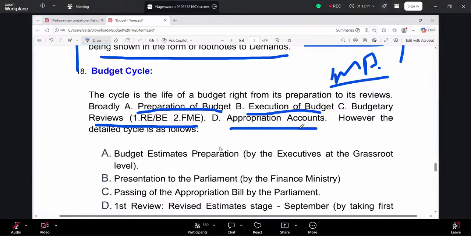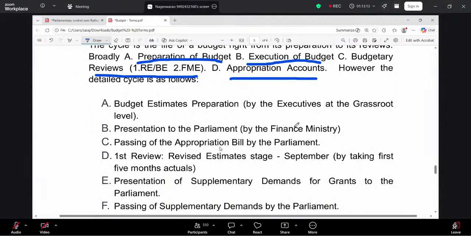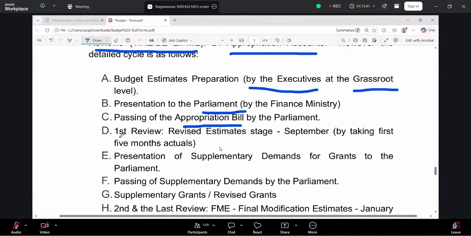Then the cycle repeats. So the budget estimates are prepared by the executives, consolidated and compiled by the accounts. The executives work at the grassroots level, not at the PHOD level or HOD level, but at the branch level. And then it is submitted to the board, to the finance ministry, to the parliament. Then passing by appropriation bill. Then first review. What is the first review? It is the revised estimate.